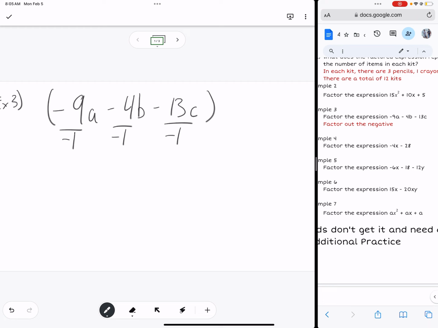So negative 9 divided by negative 1 is positive 9. Negative 4 divided by negative 1 is positive 4b. Well, if we're saying 4b, then it's positive. And negative 13 divided by negative 1 is positive 13c. And then on the outside, what goes on the outside? Negative 1. Oh, snap. A negative 1. You could write it both ways. You could just write a negative on the outside, or you can write negative 1. It's the same thing.